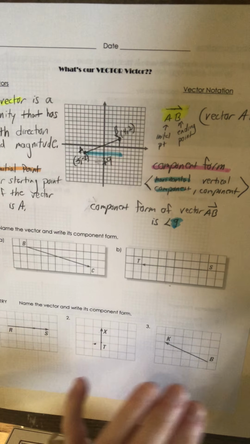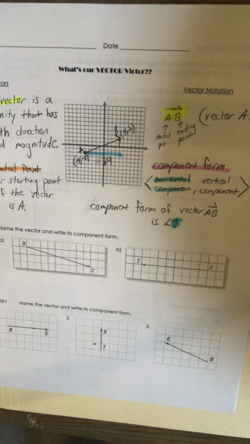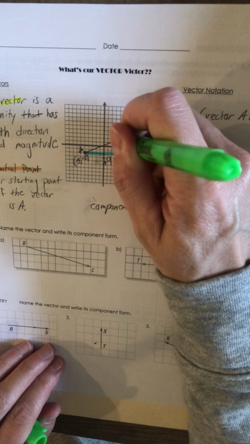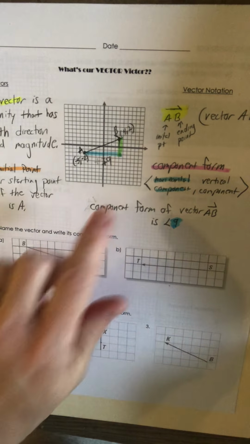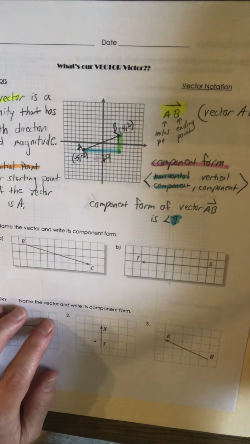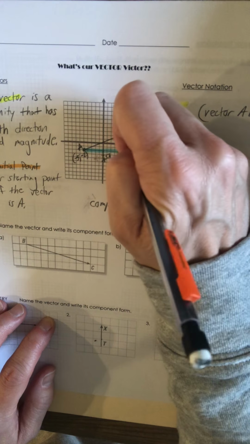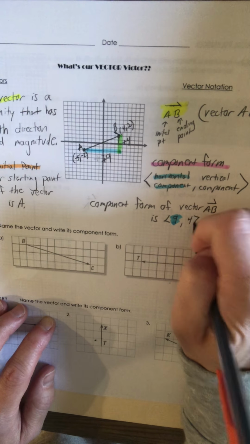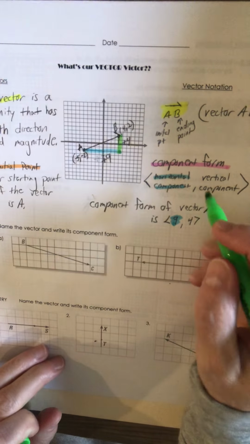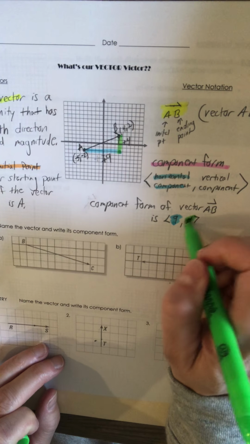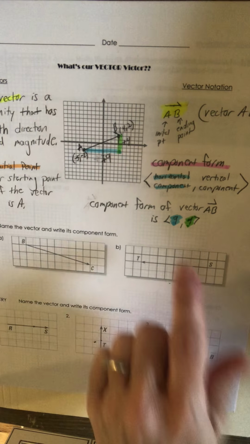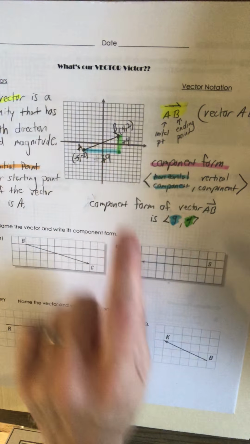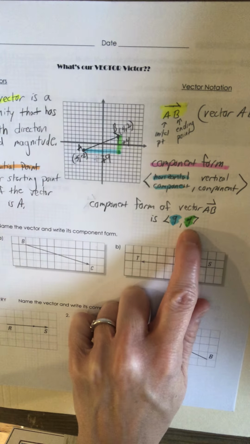To find my vertical component, I have to see how I go up. So from here, I count up. I started there and I went in the direction of up, so that is a positive motion. So that's a positive 4. So my vertical component would be 4. And that would be my component form for AB, 9, 4. And it's giving me the directions from A to B. I went 9 to the right, up 4.